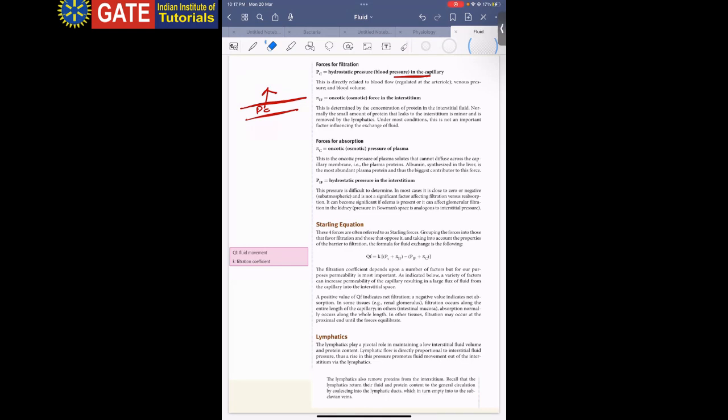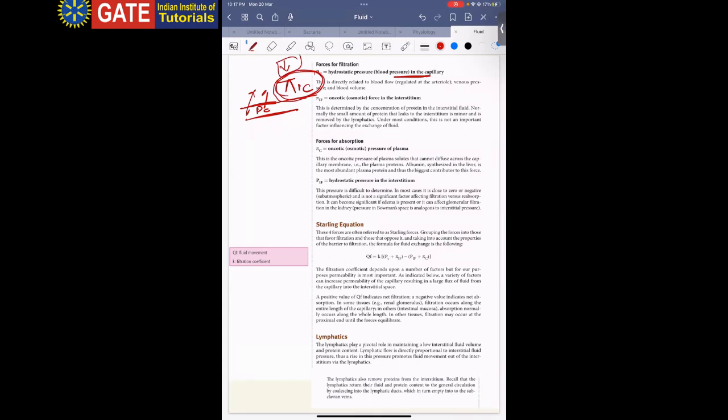Then we have the oncotic pressure within the interstitium. This oncotic pressure is determined by how much protein or solute is present in the interstitium. Normally, a small number of proteins leak from your blood vessels into the interstitium, and these proteins are usually removed by the lymphatics. So that's why the oncotic pressure of the interstitium is very low, and it's not a major factor responsible for the filtration.